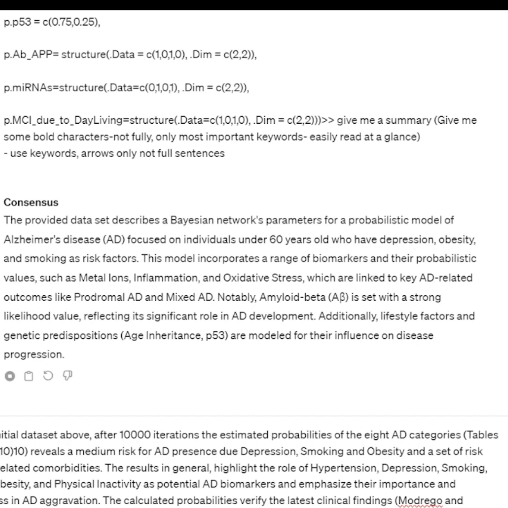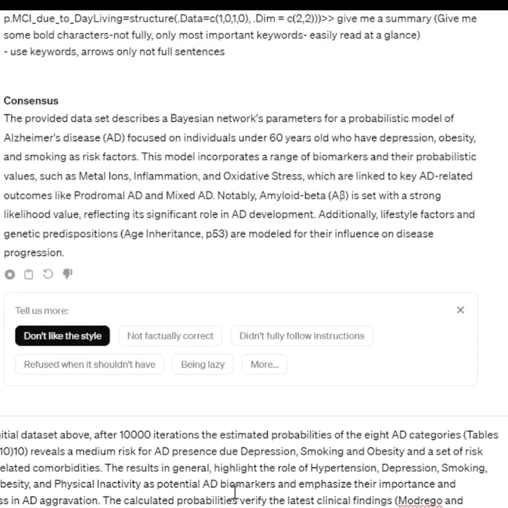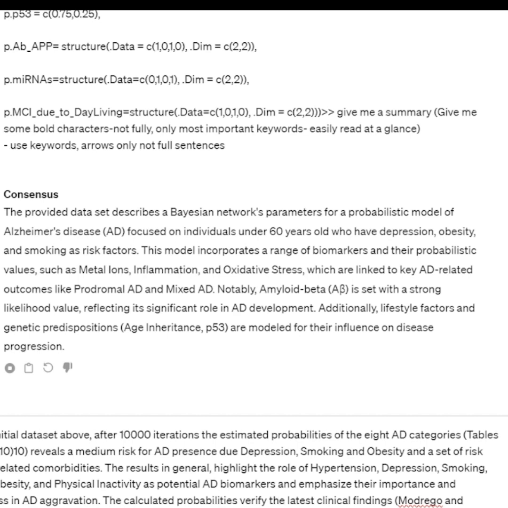The provided dataset describes a Bayesian network's parameters for a probabilistic model of Alzheimer's disease focused on individuals under 60 years old who have depression, obesity, and smoking as risk factors. This model incorporates a range of biomarkers and their probabilistic values, such as metal ions, inflammation, and oxidative stress, which are linked to key AD-related outcomes like prodromal AD and mixed AD. Notably, amyloid beta, A-beta, is set with a strong likelihood value, reflecting its significant role in AD development. Additionally, lifestyle factors and genetic predispositions, age inheritance, P53, are modeled for their influence on disease progression.